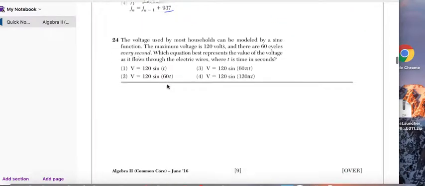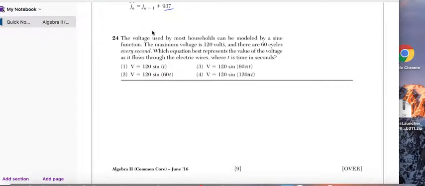24. Last multiple choice question, guys. Here we are. The voltage used by most households can be modeled by a sine function or a sine curve. The max voltage is 120 volts and there are 60 cycles every second. Which equation best represents the value of a voltage as it flows through the electric wires where t is the number of seconds?